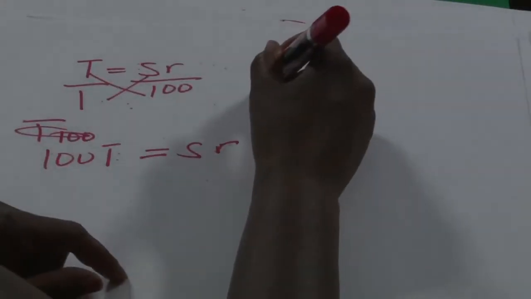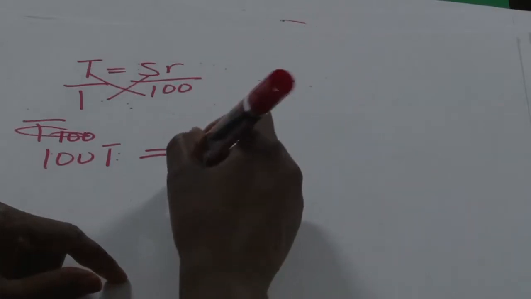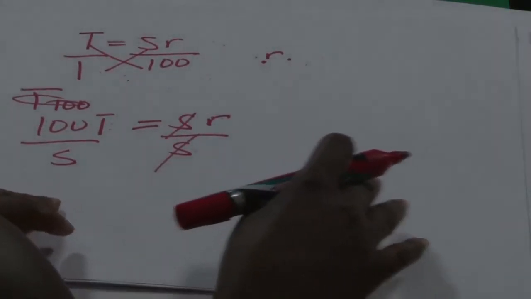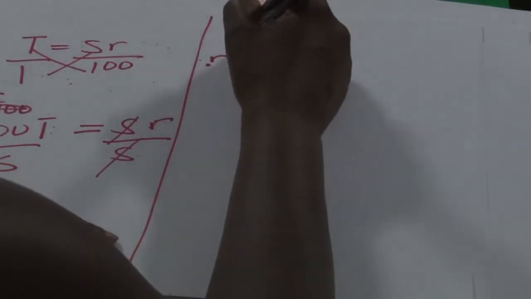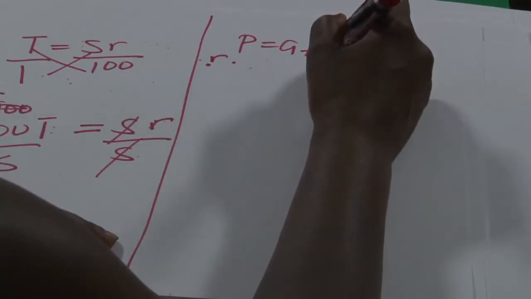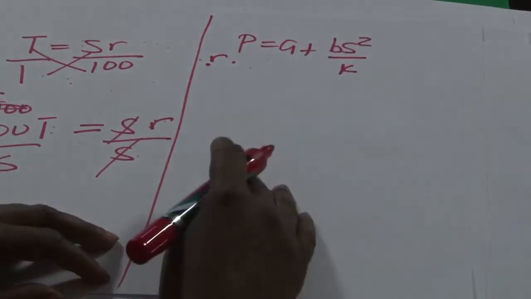So I want to make R the subject. I get rid of S by dividing. So then R is equal to 100t divided by S. What if I take D to be the subject? P is equal to A plus BS squared over K.